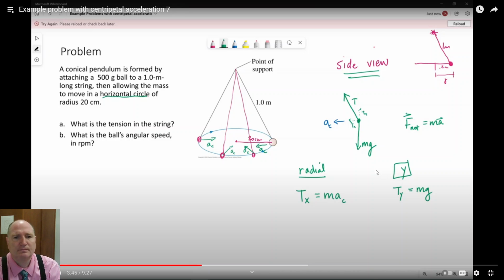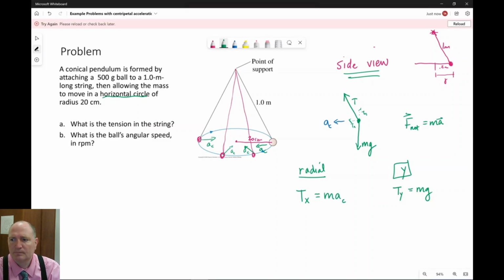Vertical direction. Now we do have m, we do have g. We're looking for the tension in the string and the ball's angular speed. So to talk about tension having x and y components, we need an angle of some sort. If I call the angle with the horizontal theta, I know the angle that tension makes with the horizontal is the same as the angle the string makes with the horizontal.